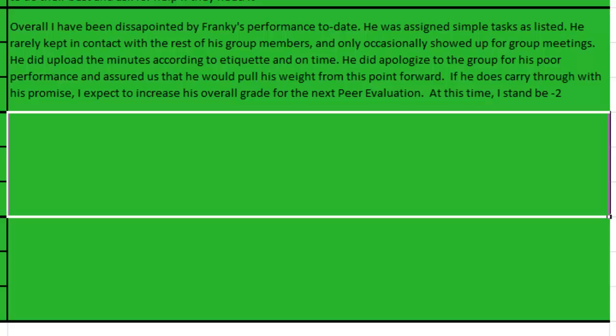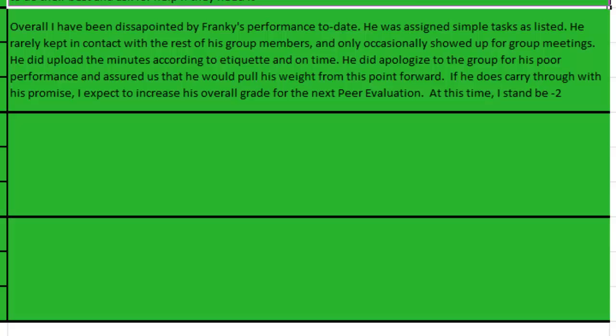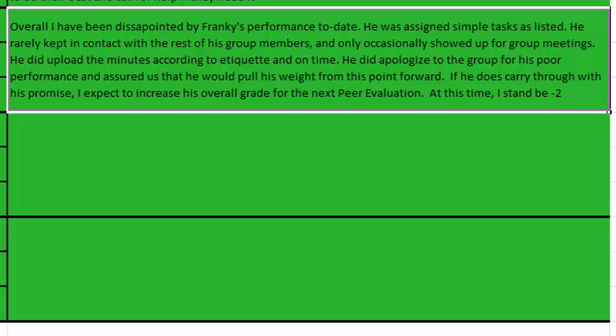Essentially, it looks like in this case, Frankie Frank was assigned certain tasks which were not completed or poorly completed, and they actually had to be carried out by Francesco, as explained here. There's a notice that apparently Frankie Frank did apologize about this, and that if he does carry through with his promise, then I expect to increase my grade for the next peer evaluation, but at this point I stand by a -2. Then you can move on to the other group members within the group.